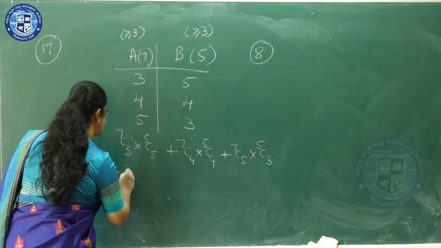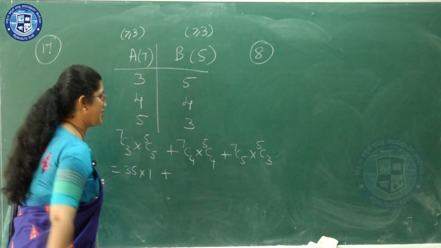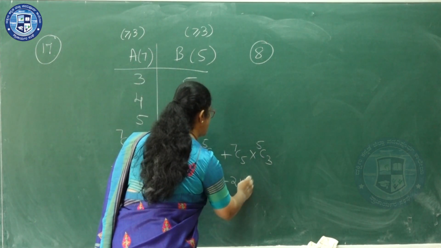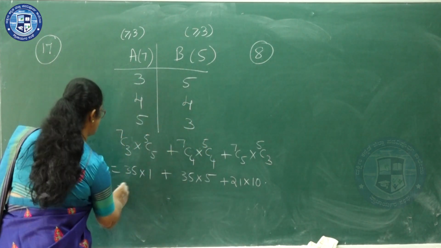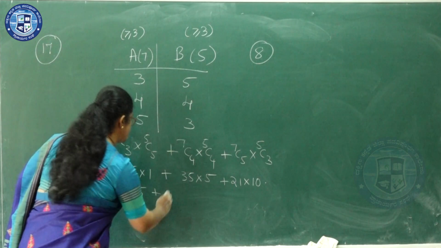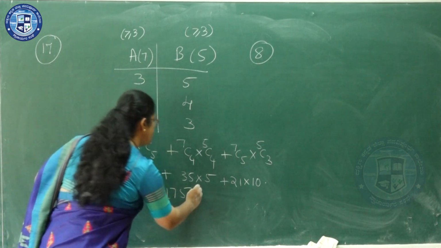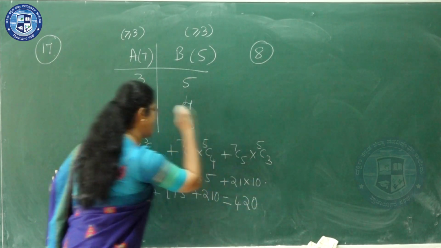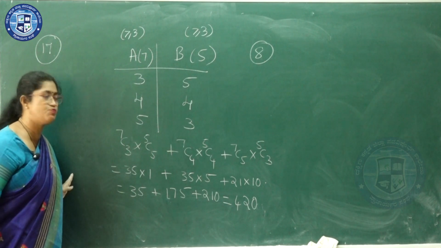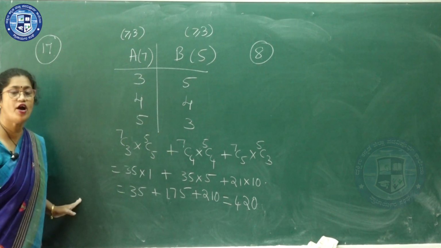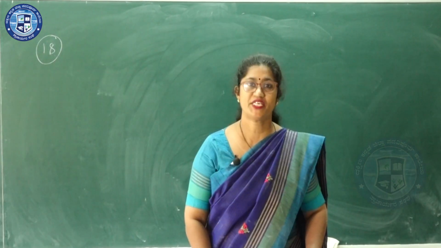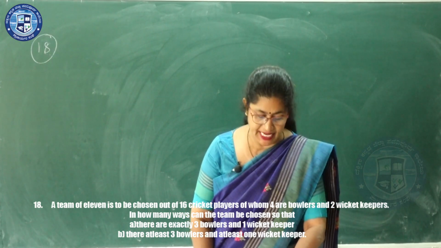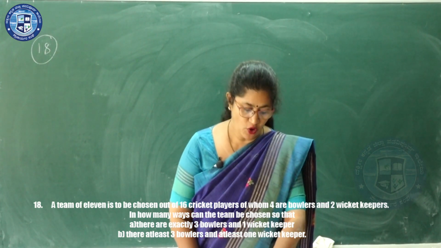You will get it as 35 into 1 plus 35 into 5 plus 21 into 10, and that is equal to 35 plus 175 plus 210, which is equal to 420. So the different selections possible are equal to 420.